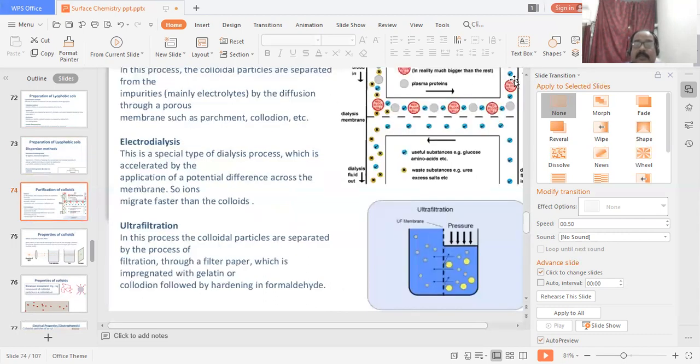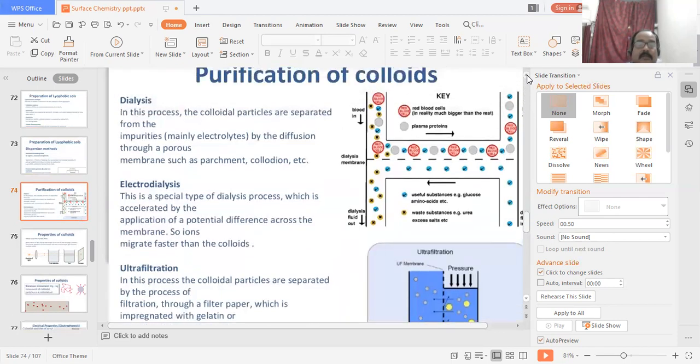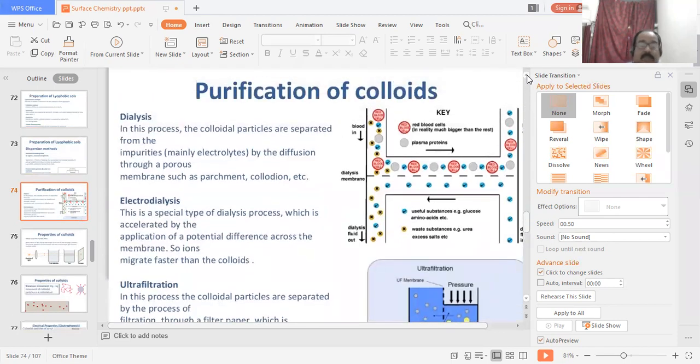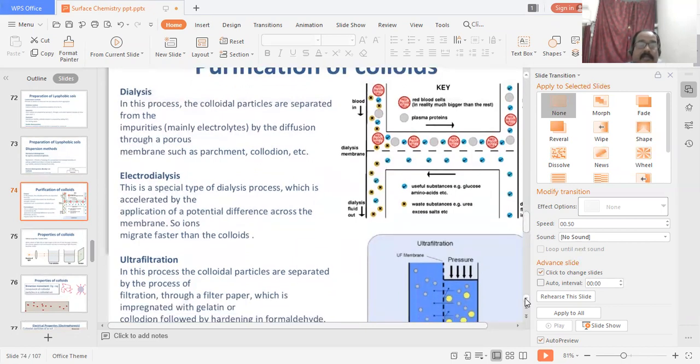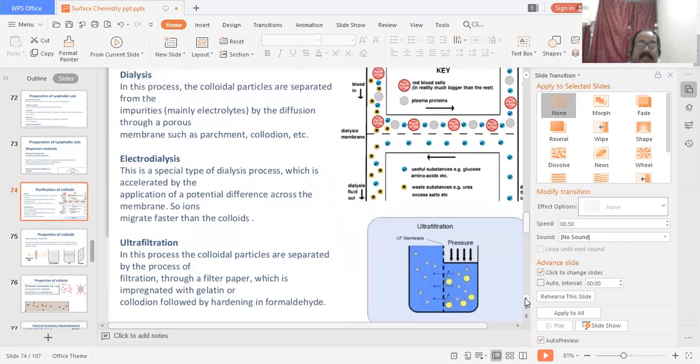And the next topic, purification of colloids. In purification of colloids, first is dialysis. In this process, the colloidal particles are separated from impurities, mainly electrolytes, by diffusion through a membrane such as parchment or collodion. And electrodialysis is a special type of dialysis process which is accelerated by the application of a potential difference across the membrane.